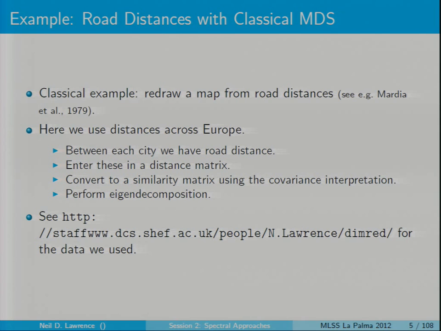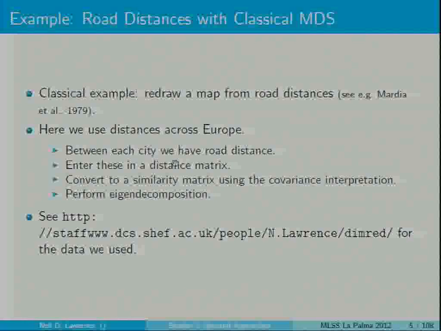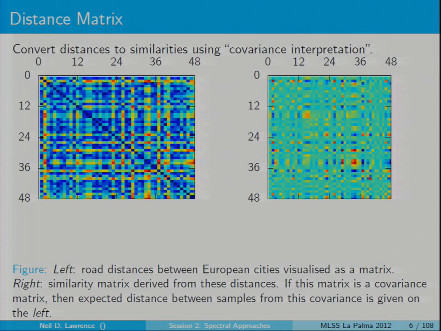So what we do is we enter all the road distances into the distance matrix, we square it, because we're using squared distances, and we convert to a similarity matrix. I haven't told you about the covariance interpretation, but that'll come up in a moment. We convert to the similarity matrix using this operation on the distances, and then you have to multiply it by minus 2. And then you do the eigendecomposition, because we know that minimizes this entry-wise L1 norm, the mean absolute error between the distances in our latent space and the distances in the data space. So this covariance interpretation is just that conversion you've seen before.